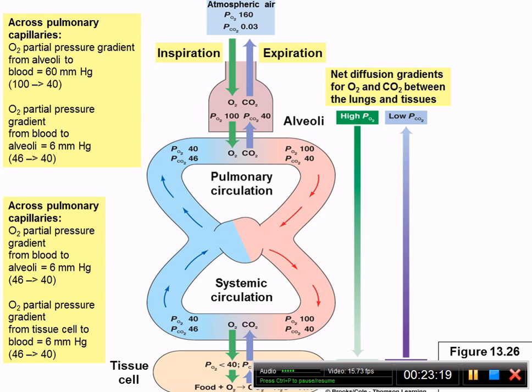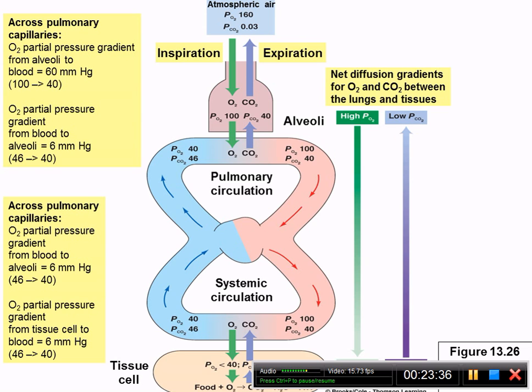Venules, veins, chambers of the heart. Any exchange along here? Nope. And then to the, what's next? Artery, arterial, any exchange? Nope. And then to the systemic capillaries. Any exchange? Yes. Here it's 100 parts oxygen.